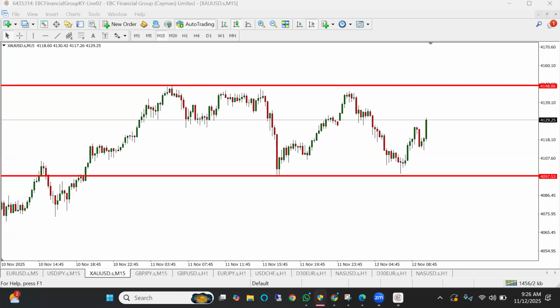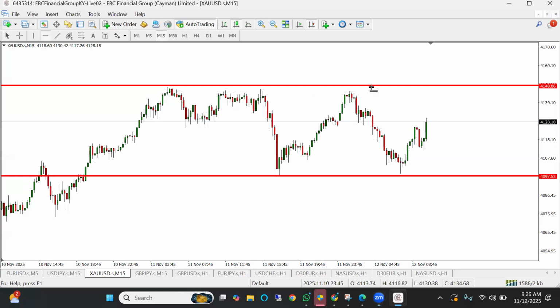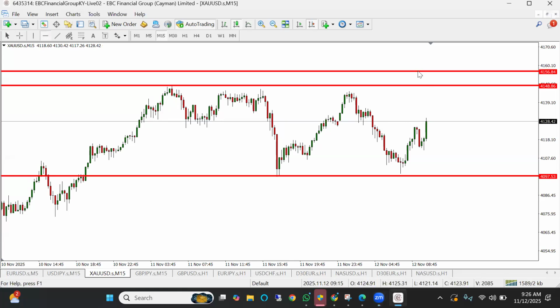Okay. So let's go back to our trade review very fast. Gold currently is going towards this point. What I want us to do right now is to pay attention to 4148.86. Around here, you can have what is called a sell limit, with your stop loss at 4156.84.